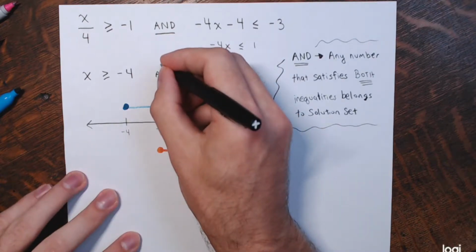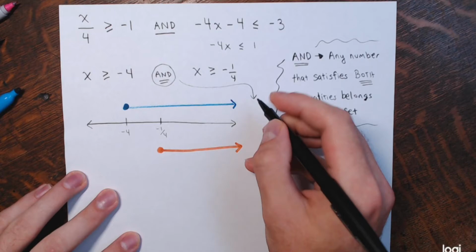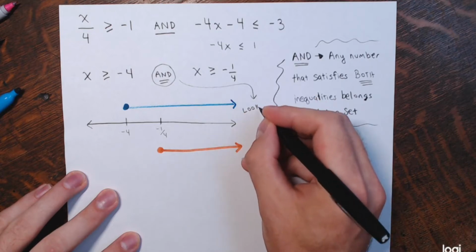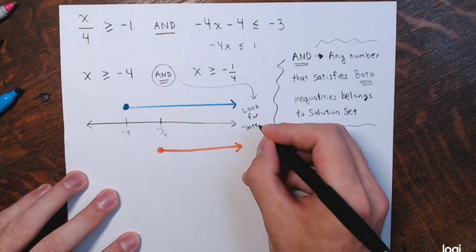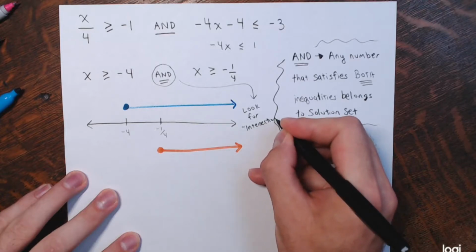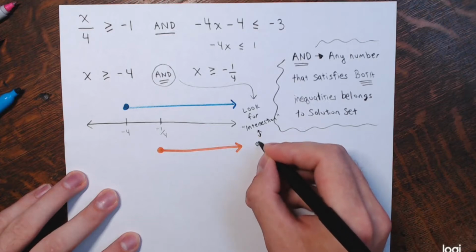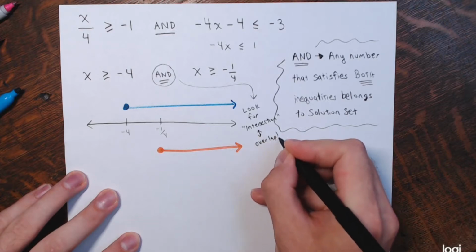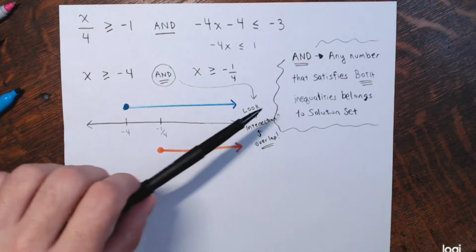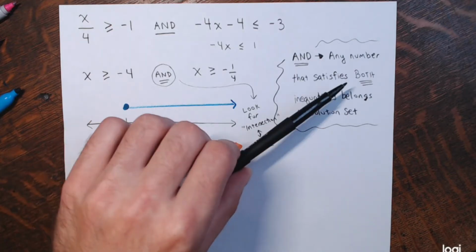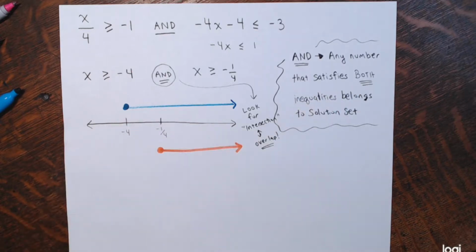And then for these AND inequalities, we look for the intersection of the graphs, or the overlap. Right? Where do these overlap? Look for overlap in the graphs, because those numbers where there's overlap, those are numbers that are on both graphs. They satisfy both inequalities at the same time.